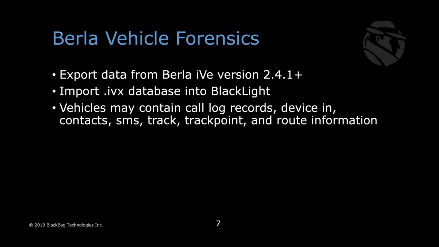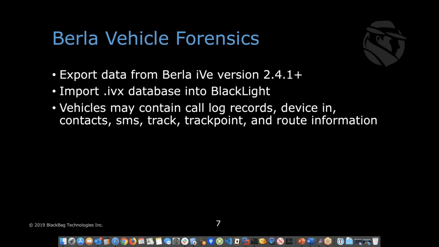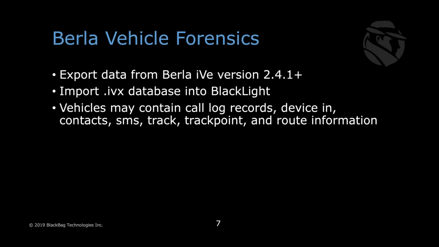So with Berla IV version 2.4.1 and higher, you can now take all of that data and extract it into a database that can be ingested into BlackLight. Potential data you might find here are things like device contacts, call logs, SMS messages, and any of the data that we can pull out, including routing information, which we can now integrate into your whole BlackLight case.